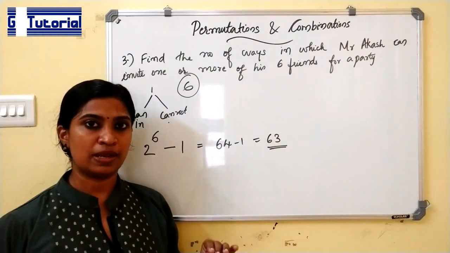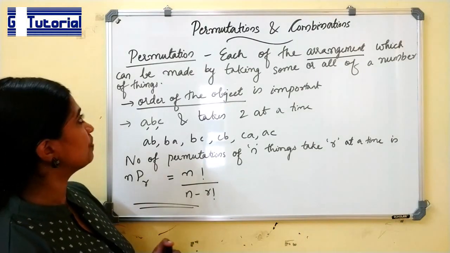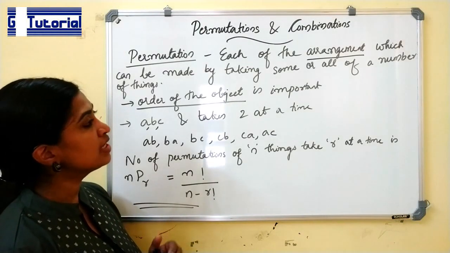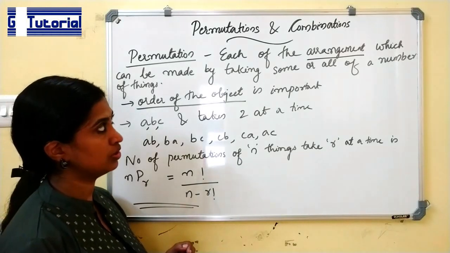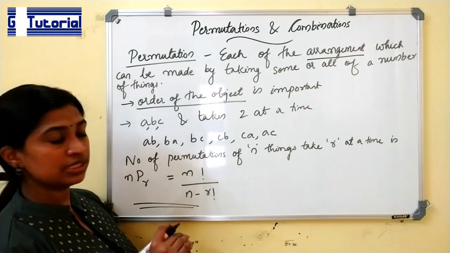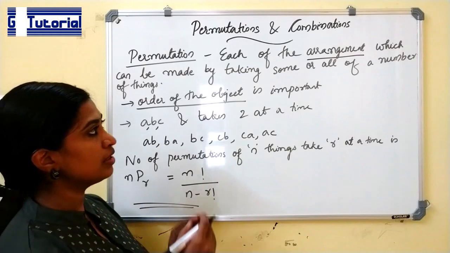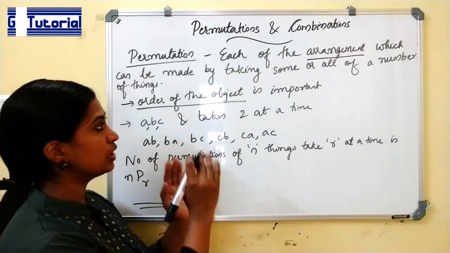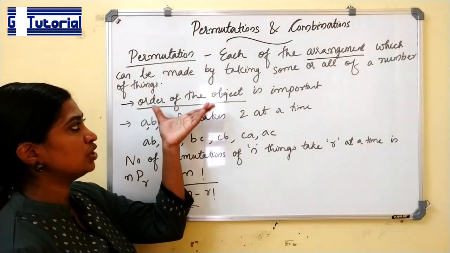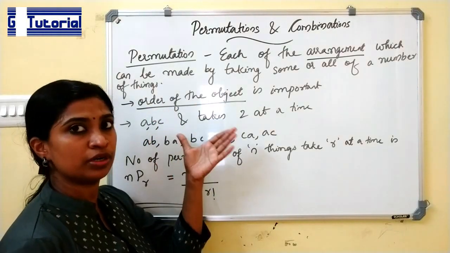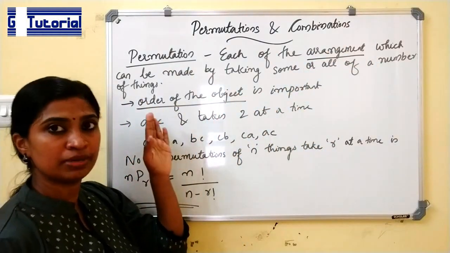Now we can see what is meant by permutation. Each of the arrangements which can be made by taking some or all of a number of things is called a permutation. It is a type of arrangement, all arrangements that can be made by taking some or all of the given number of things. That is called permutation. In permutation, the order of objects is very important. Permutation just means arrangement, and here order is very much important.